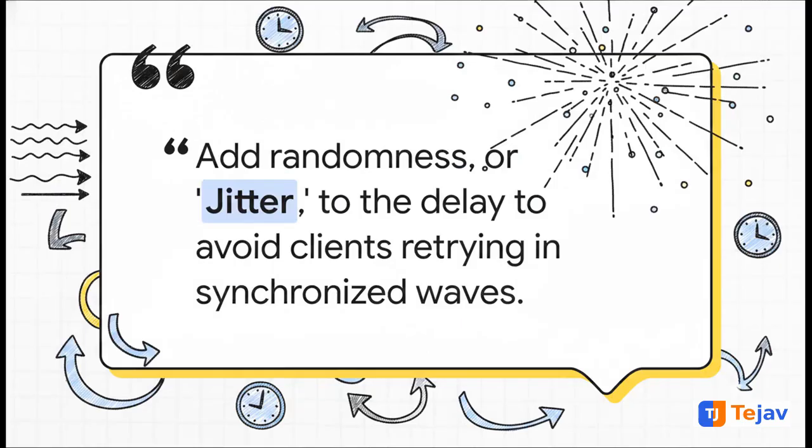You want to really impress your interviewer? Mention jitter. See, if you have thousands of clients and they all start their exponential backoff at the exact same time, they're still going to retry in these big synchronized waves. Jitter adds a small, random amount of time to each delay, which spreads out the retries and stops those waves from forming. It's a huge pro tip.